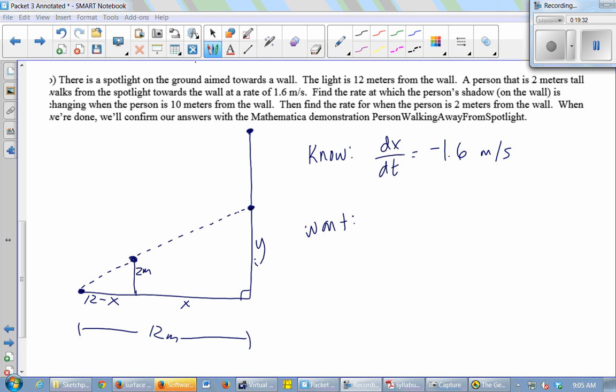All right, and then I want the rate of change of the person's shadow, right? The rate at which the person's shadow is changing. Okay, so y is the length of the shadow, so the rate at which it's changing is dy dt when x is 10. All right. So can I make some equation to relate x and y in this picture?